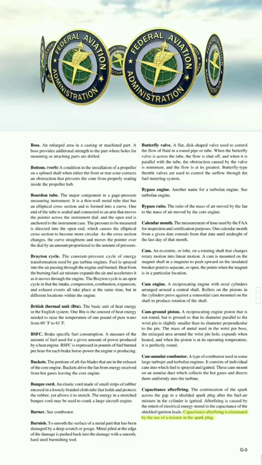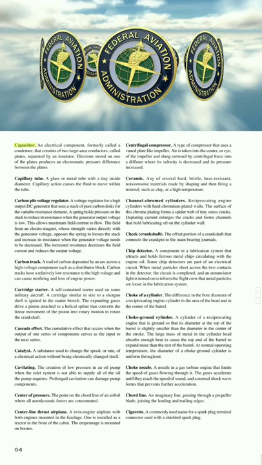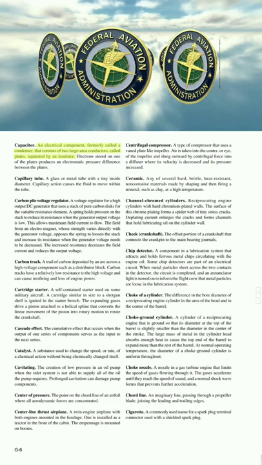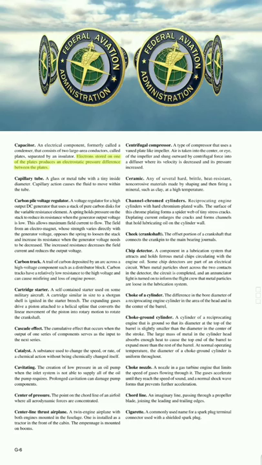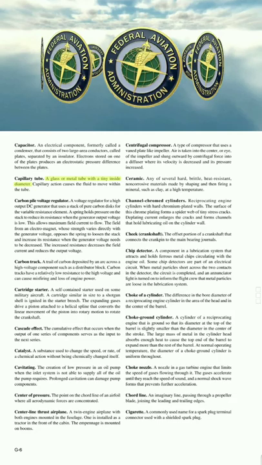Capacitor, an electrical component, formerly called a condenser, that consists of two large area conductors, called plates, separated by an insulator. Electrons stored on one of the plates produce an electrostatic pressure difference between the plates. Capillary tube, a glass or metal tube with a tiny inside diameter. Capillary action causes the fluid to move within the tube.